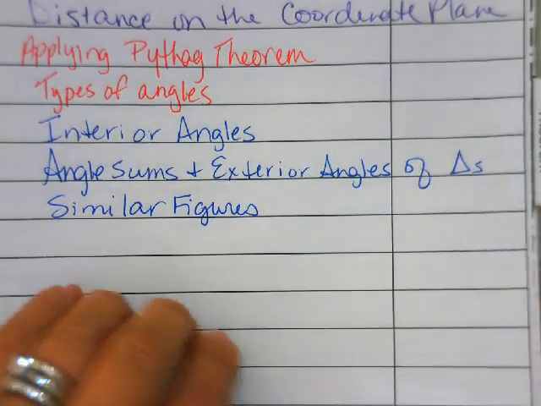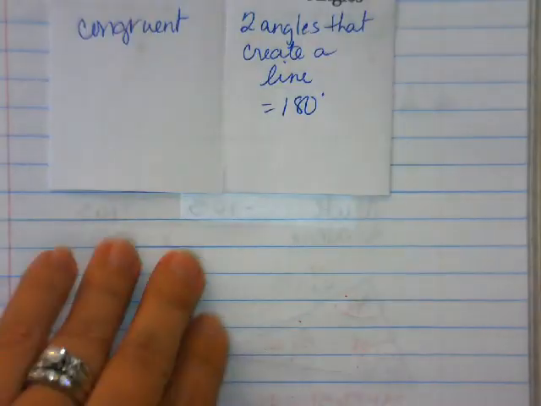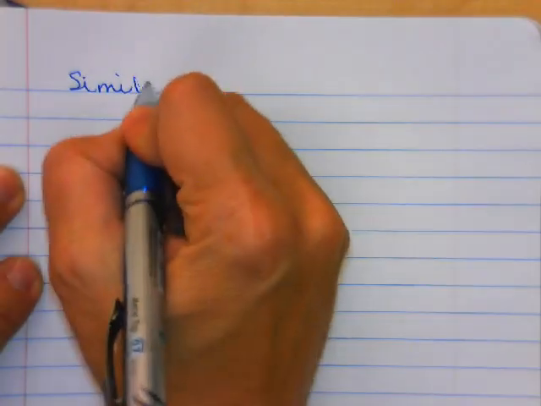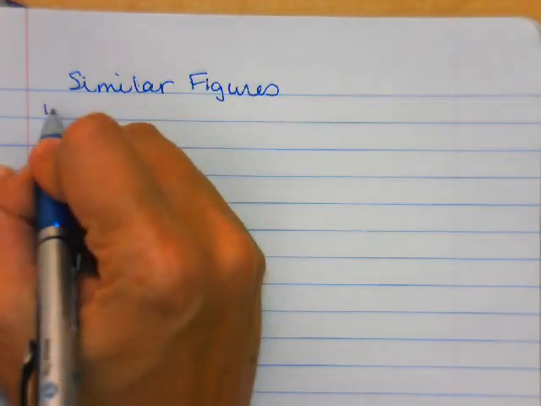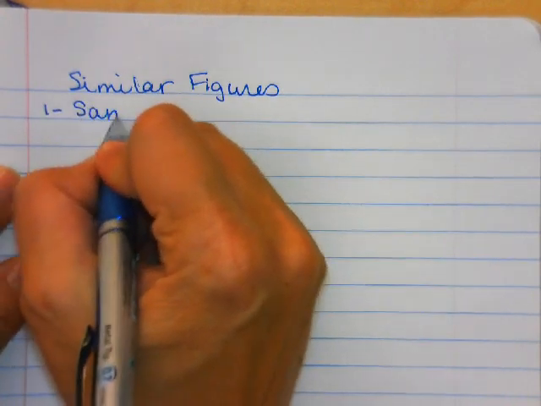So when we talk about similar figures, some of the things that we need to keep in mind is what makes figures similar. And you're looking at three key components. First, they need to be the same shape.